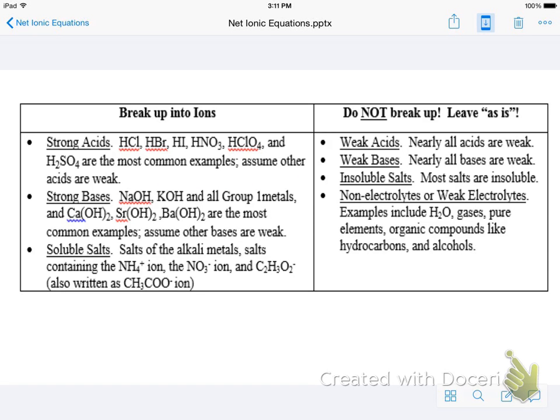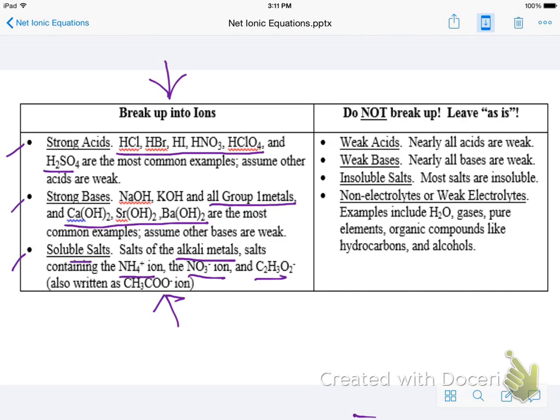So here's how we decide what to break up into ions. Things on this list get ionized: strong acids, strong bases, and soluble salts. Strong acids, there's a list of 6 of them that you should have memorized. The strong bases are the hydroxides of the group 1 metals and the 3 largest group 2 hydroxides. And then the soluble salts, the salts that you have to have memorized: the alkali metals, ammonium, nitrate, and acetate. And you need to recognize that sometimes acetate is written like this.